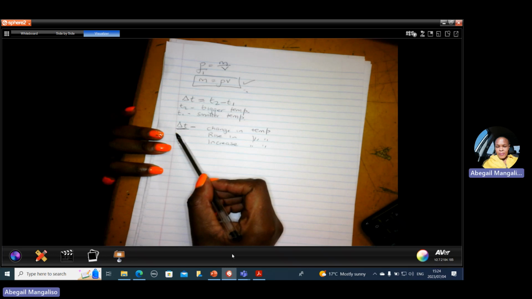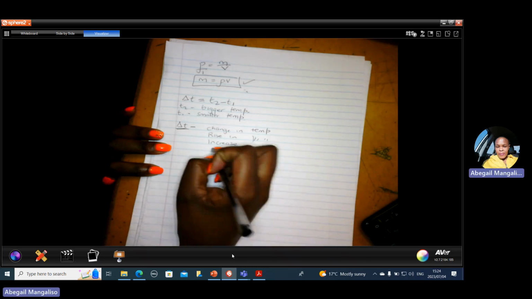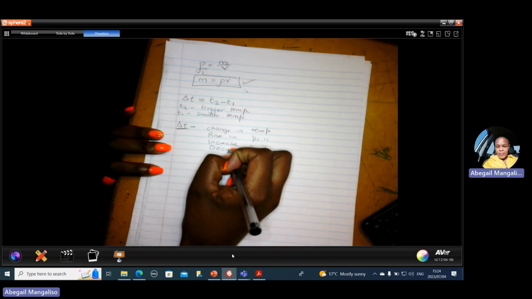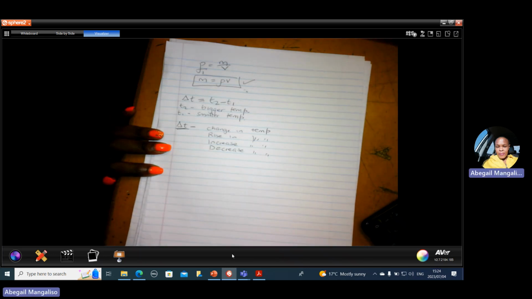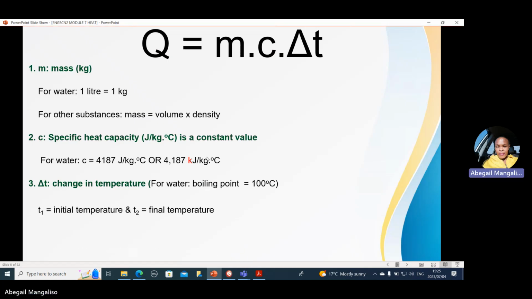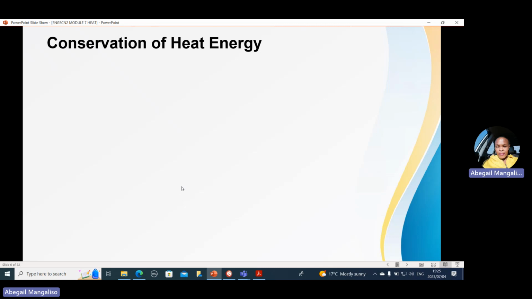Now, if the temperature is decreasing or the substance is losing heat, the same delta T will be a decrease in temperature. So rise, increase, decrease, change in temperature is the same thing. Same symbol, delta T. T2 is the bigger temperature and T1 is the smaller temperature. So you don't have to worry about this, I've already explained.